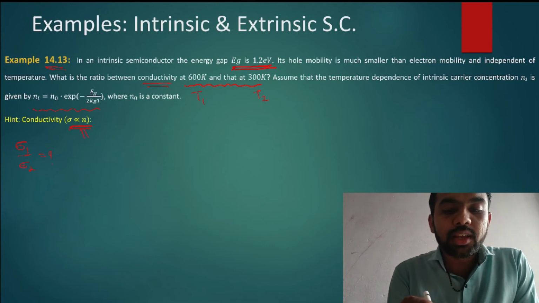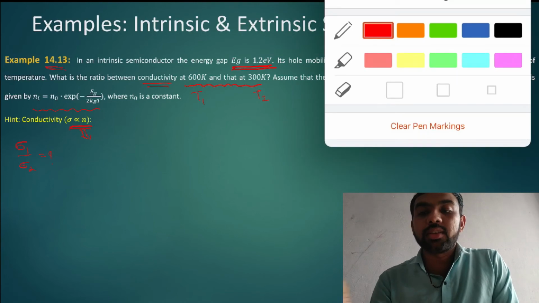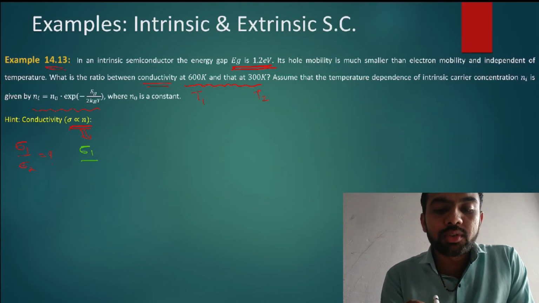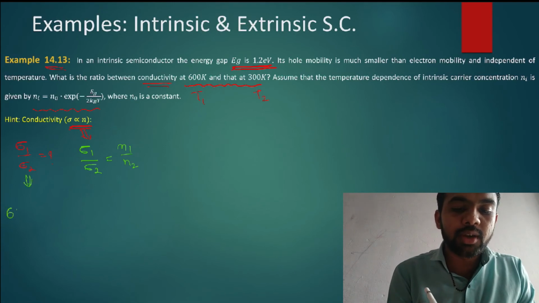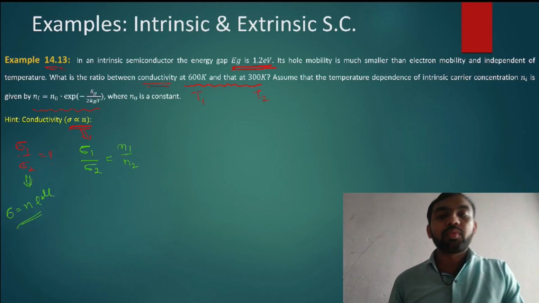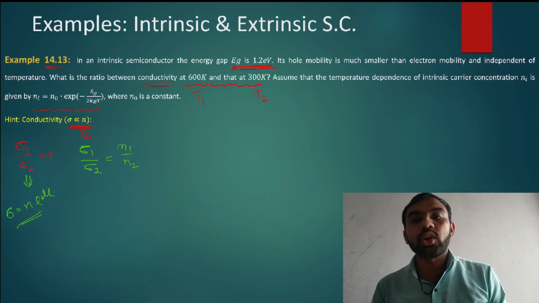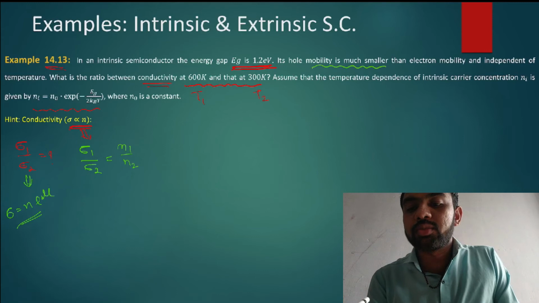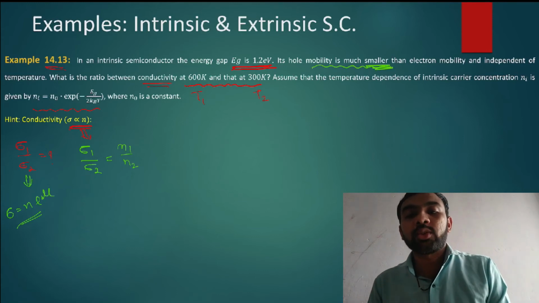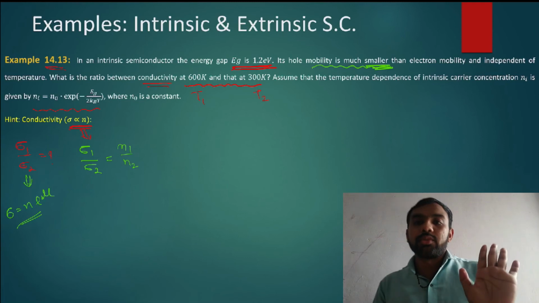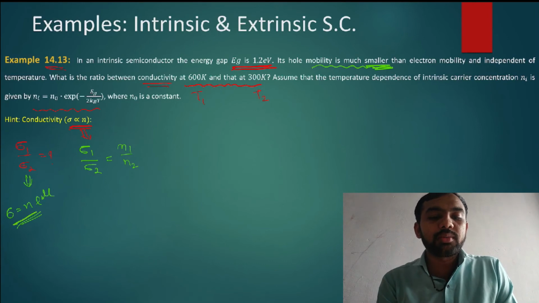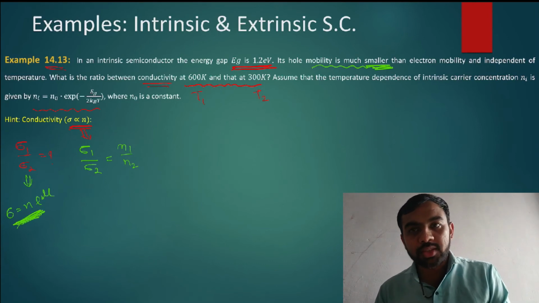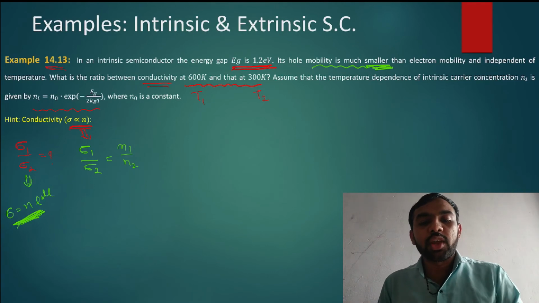By using this relation, you get this answer: sigma 1 upon sigma 2 is equal to N1 upon N2. Why? Sigma is directly proportional to N. Actually sigma is equal to N mu, and here we neglect the holes because their mobility is much smaller. So here we only count the electrons and the electron mobility. So sigma is directly proportional to N from this relation, so sigma 1 upon sigma 2 is equal to N1 upon N2.